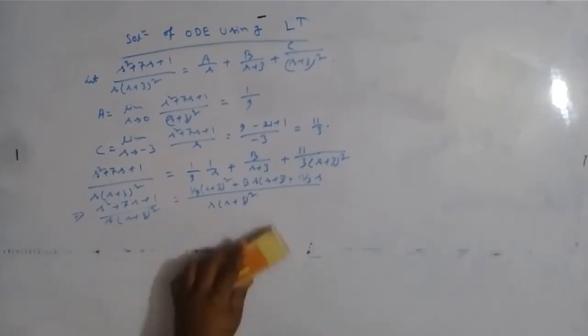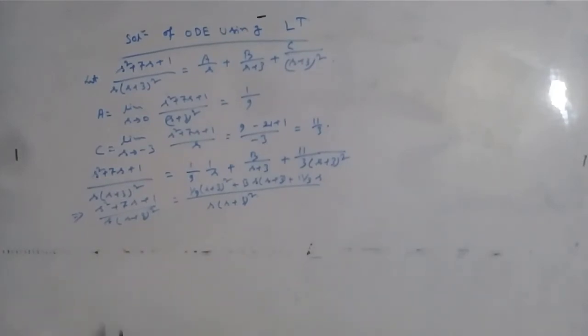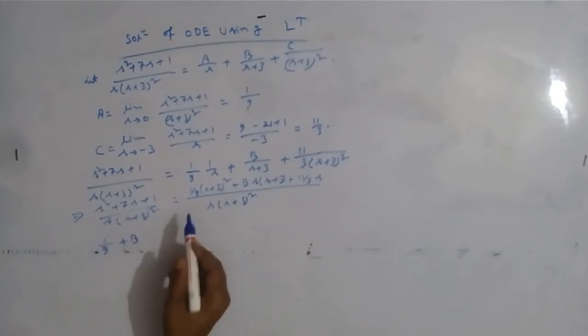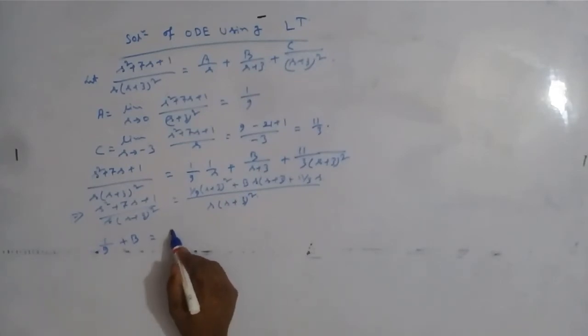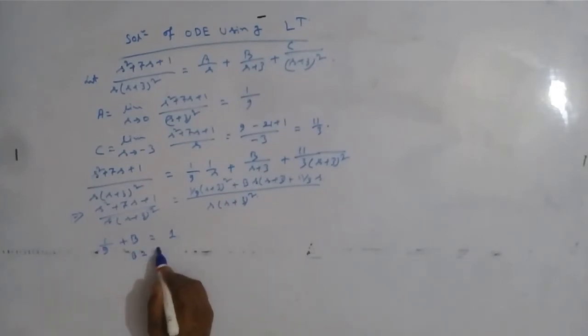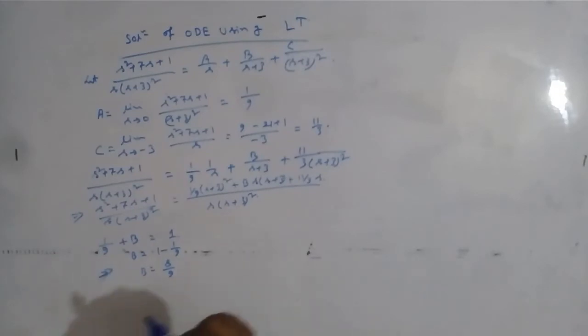Comparing both sides of the numerator, we are first comparing the coefficient of s². On the right hand side, the coefficient of s² is 1/9 plus b, which is equal to, on the left hand side, the coefficient of s², 1. So b equals 1 minus 1/9, that is 8/9. So b equals 8/9.